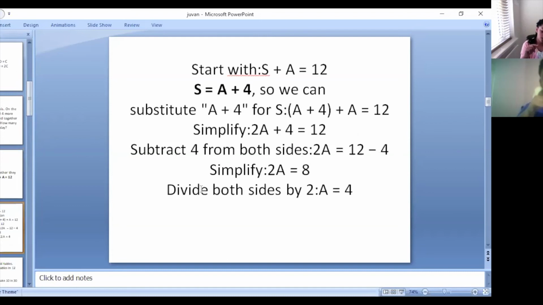2A equals 12 minus 4. 2A equals 8, and then A equals 4. That's all. Substitution is simple. Like we found, simplifying through substitution, Alex played four games. So how many games did Sam play? 4 more games than Alex did. So that means Sam played 8 games. Simple.